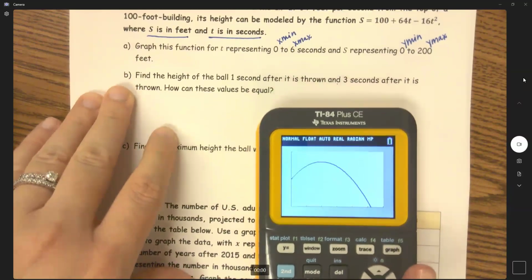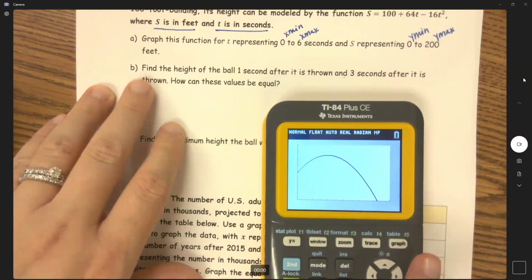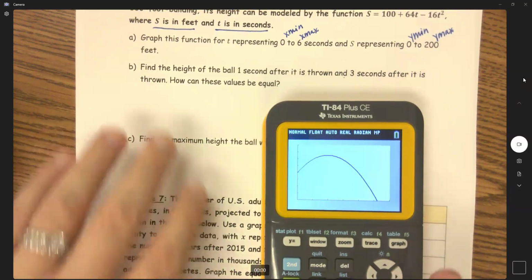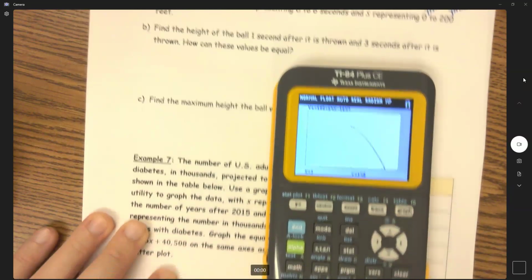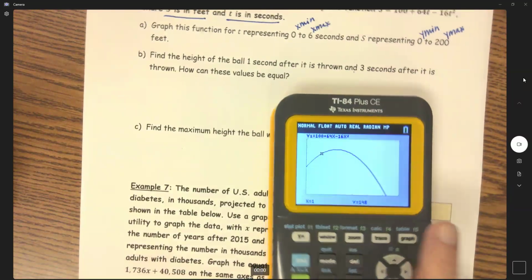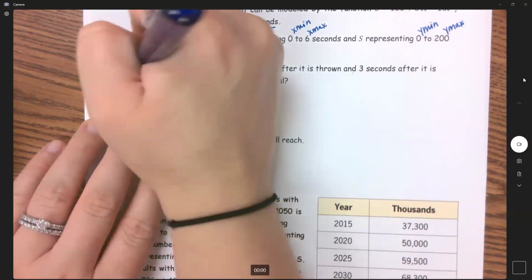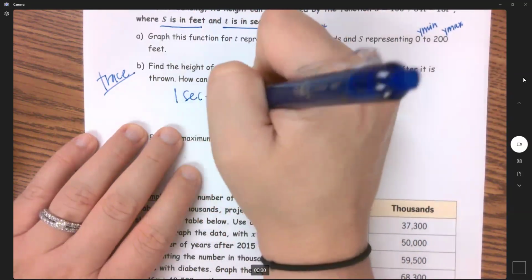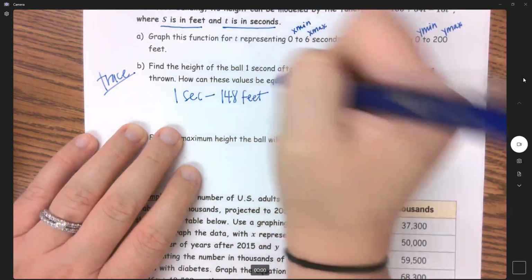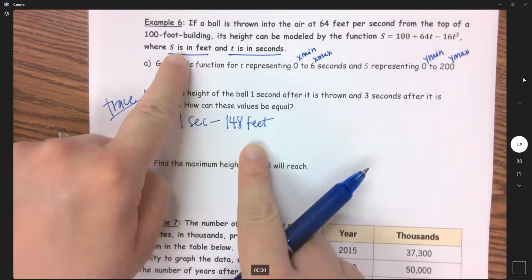Part B, find the height of the ball 1 second after it's been thrown and 3 seconds after it's thrown. How can these values be equal? So they should be equal. Because we only need the 2, I'm going to hit trace. So trace 1, enter, gives me 148. After 1 second, the ball is 148 feet, because that's what my S is in.